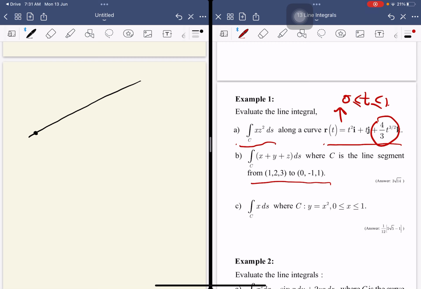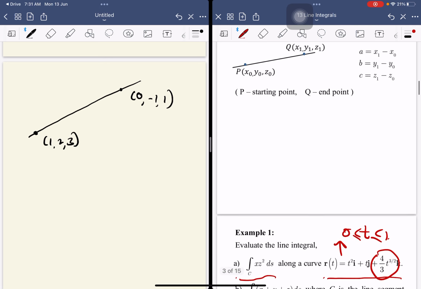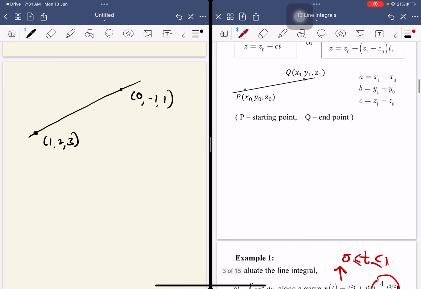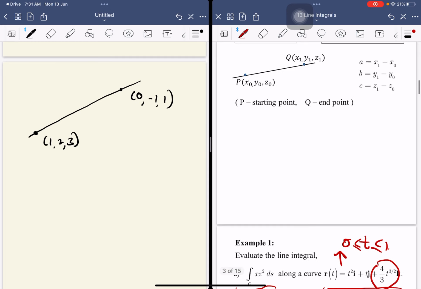So let's put a point over here, (1, 2, 3) for example, and then we have another point (0, -1, 1). Okay, so it's going to be a line segment like this. So this is where you apply the formula to get the equation of the curve or the line.